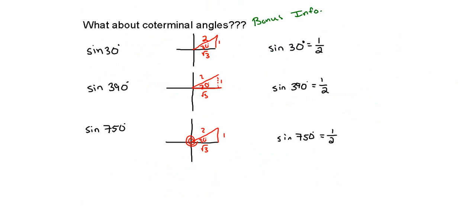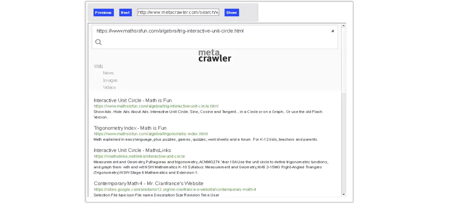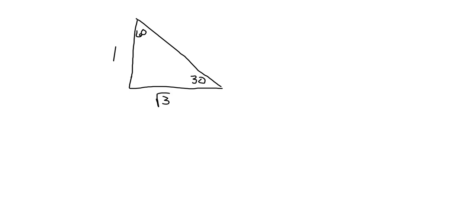I do want to make a tiny note here at the end for those of you who are still not doing well with these triangles. Across from a 30 is 1. Across from a 60 is square root of 3. Across from a 90 is 2. There were a lot of you reversing these two.